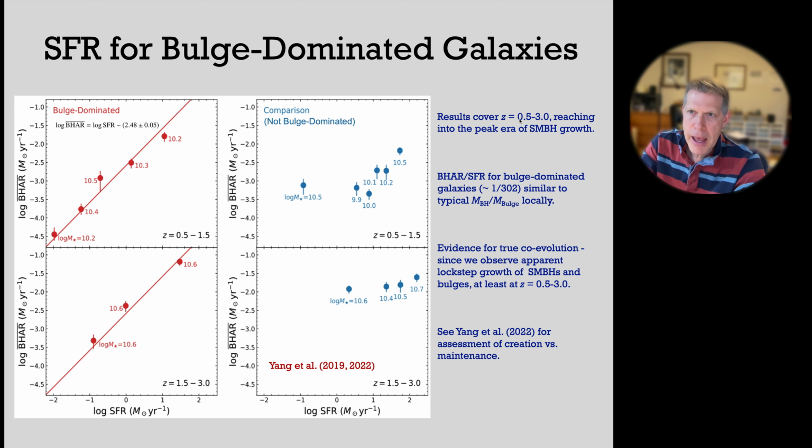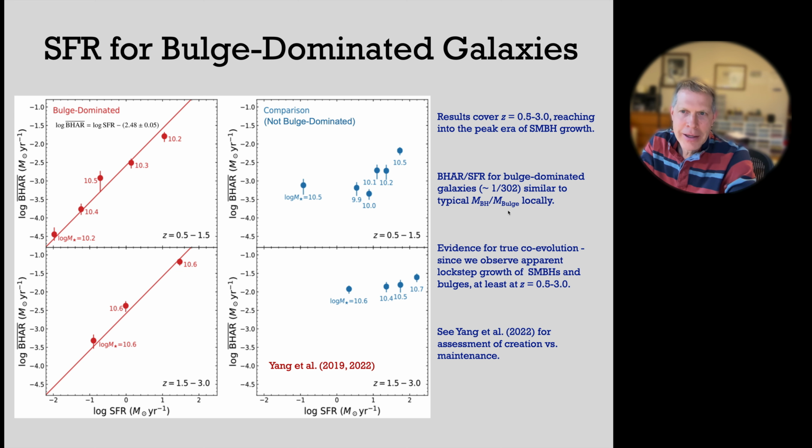Note that our results span a wide range of redshift and reach out to the peak era of supermassive black hole growth. And of course, not only can we note there's a correlation there, but we can fit the correlation. This is our best fit. You get the same consistent fit in both redshift bins as best we can measure. And the fit for the bulge-dominated galaxies is such that the ratio of black hole accretion rate to star formation rate is about 1 part in 302, which is similar to the typical black hole mass to bulge mass measured locally.